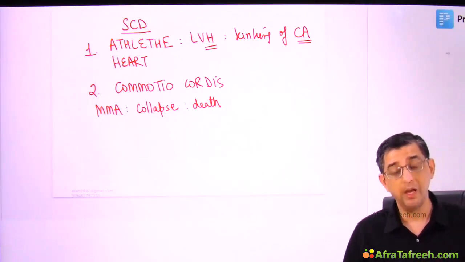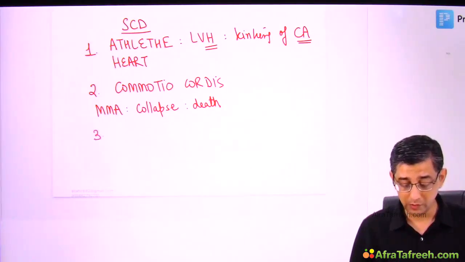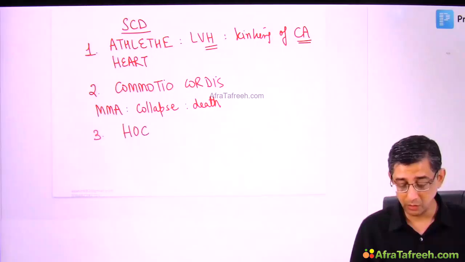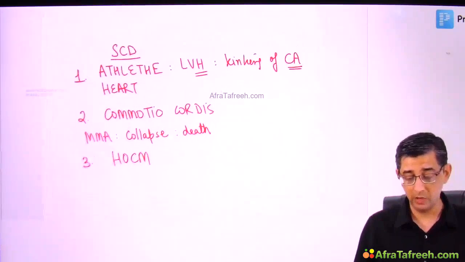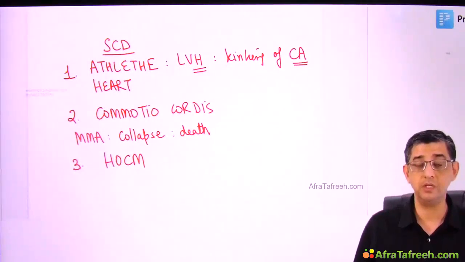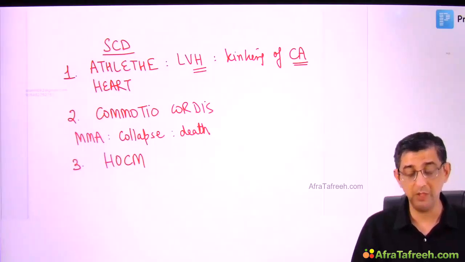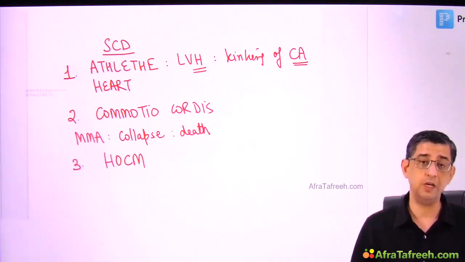Please appreciate, athlete's heart and commotio cordis are obviously to be ruled out, and once they're ruled out, then you need to think in terms of the possibility of hypertrophic obstructive cardiomyopathy. So do not take this to be the first differential in case of sudden cardiac death. Even the following differentials that I've considered should definitely be taken into account.